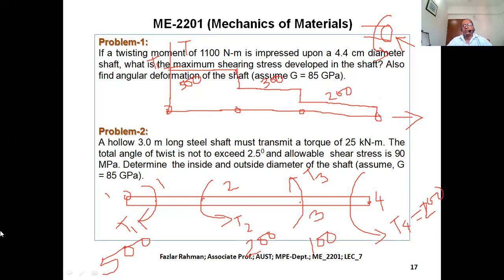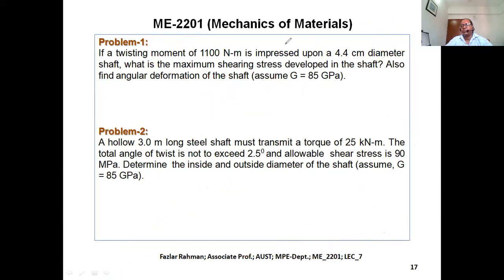Okay. So you see, what is the maximum torque? Which area is critical? You see, this region has the maximum torque. That amount of torque is 500. So this kind of diagram is called a torque diagram. Sometimes you need it to know which point is the most critical and carrying the highest load. So in the next class, we will solve a problem with the torque diagram. Okay. So any questions so far?